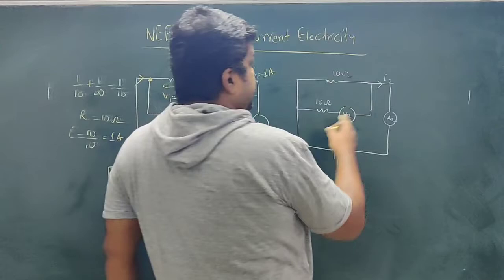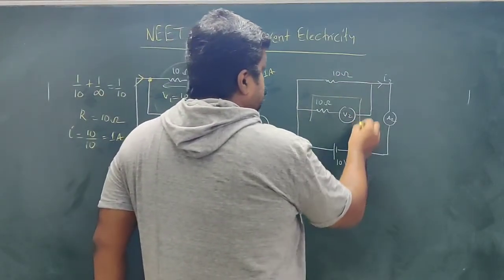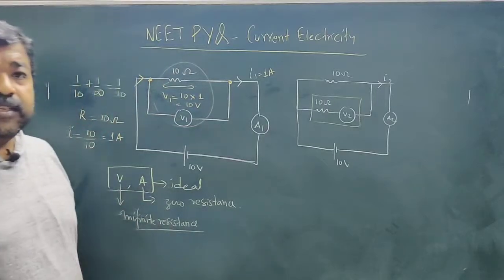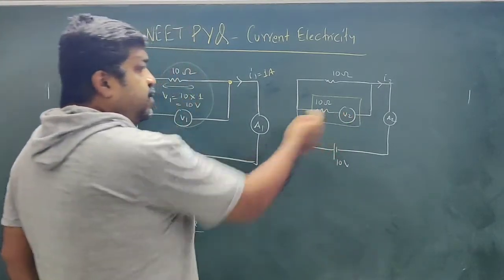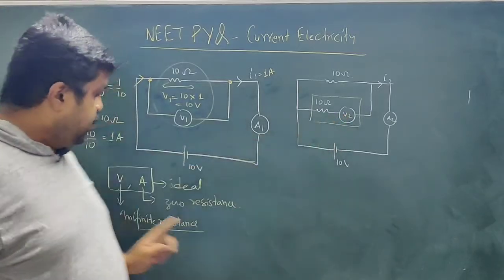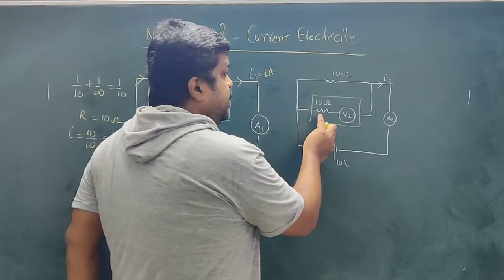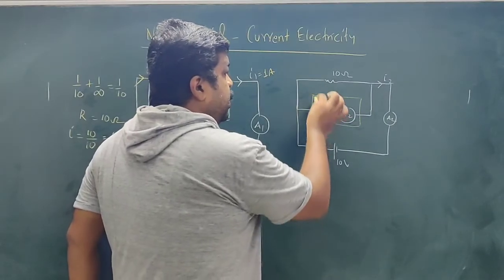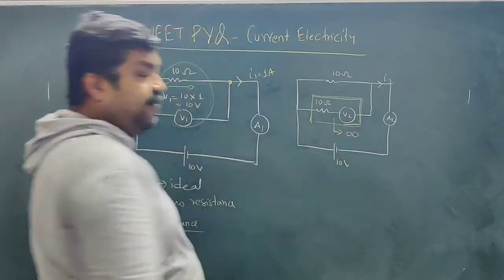Now if you see this circuit, this is 10 ohm, this is V2. These two are in series. Now what is the resistance of this voltmeter? An ideal voltmeter has infinite resistance. So effectively 10 plus infinity is again infinity. So the resistance of this part is again infinity.